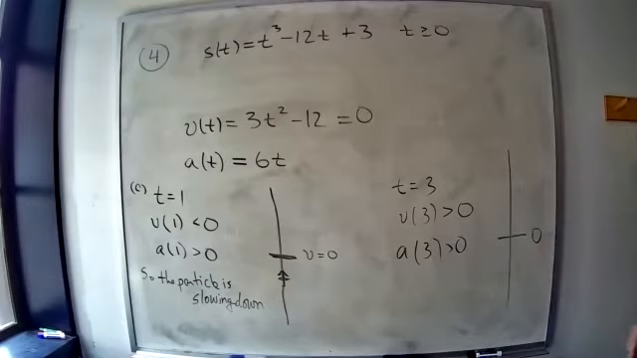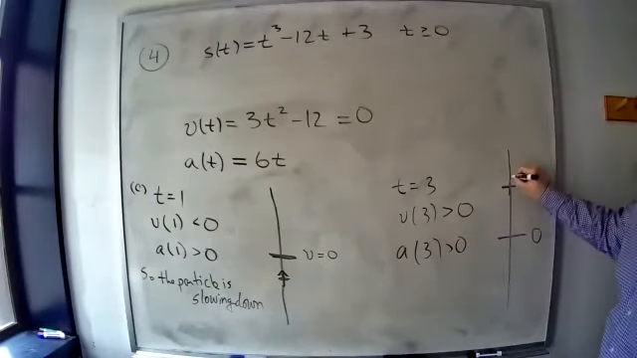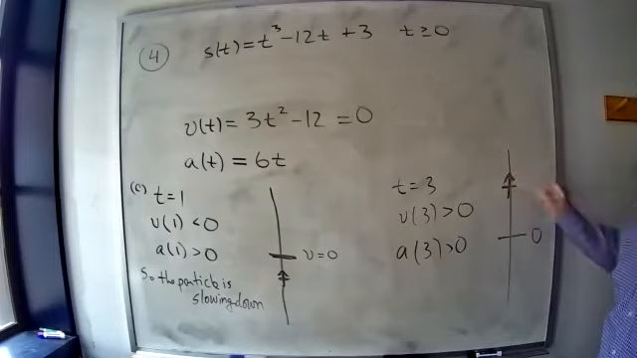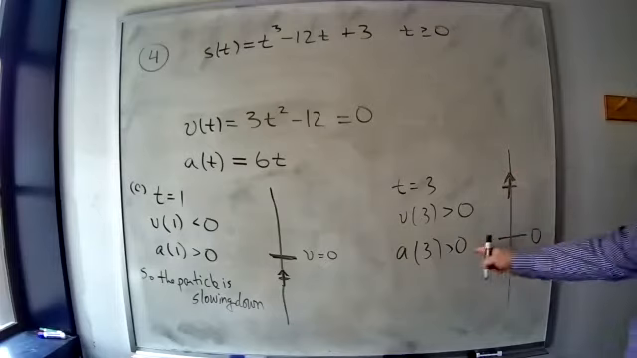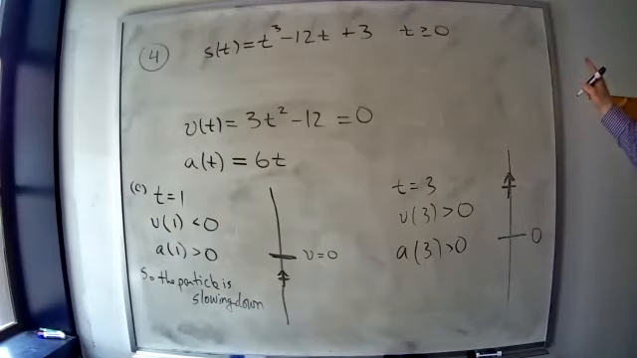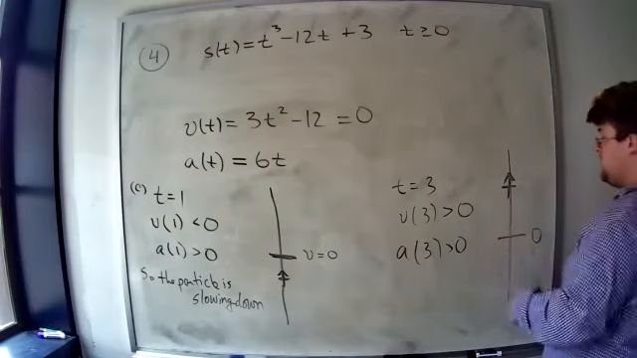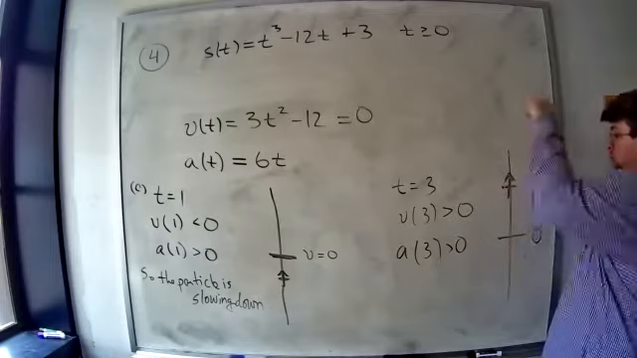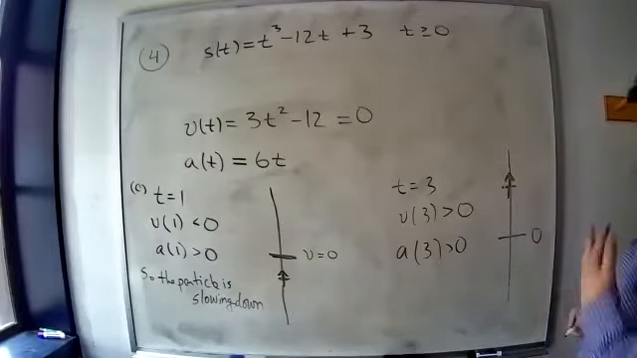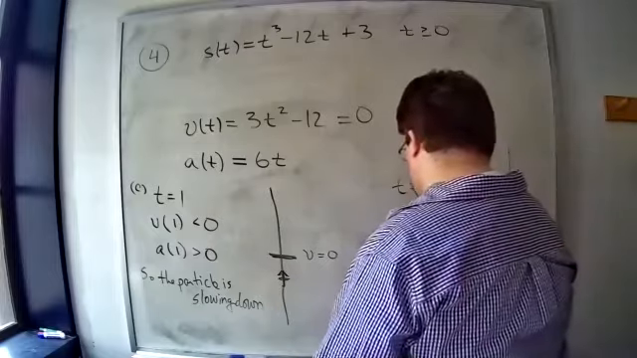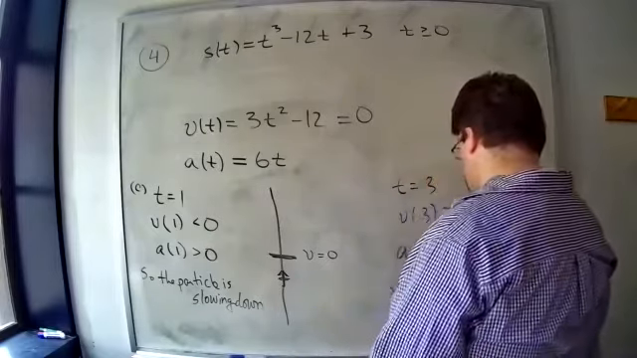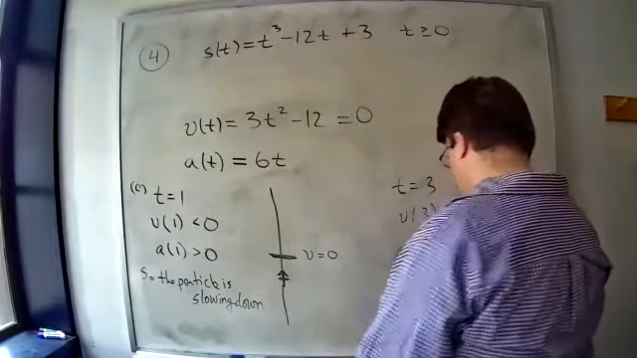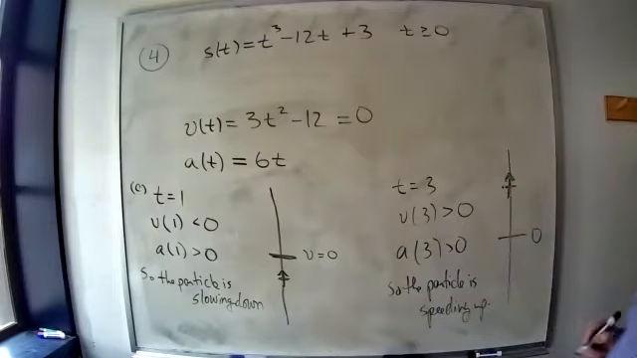So here we're going to keep our velocity equals 0 in mind. Velocity is positive. Acceleration is pushing the velocity in the positive direction, which in this case is up. So the velocity at 3 is going farther away from 0. So the speed is going higher. Any questions about part C?